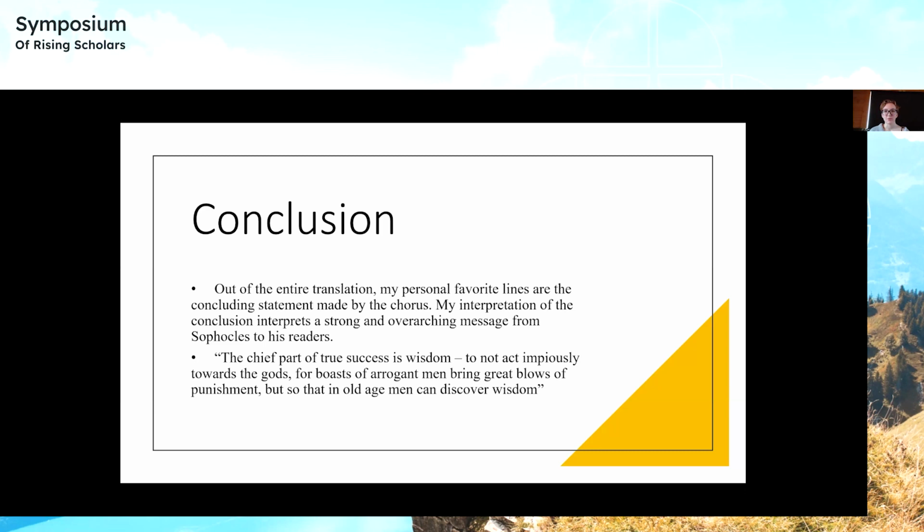So to conclude here, I've included my favorite line out of my whole translation, which I felt represents the strong and overarching message of the play. So the chief part of true success is wisdom. Do not act impiously towards the gods, for boasts of arrogant men bring great blows of punishment, but so in old age men can discover wisdom.